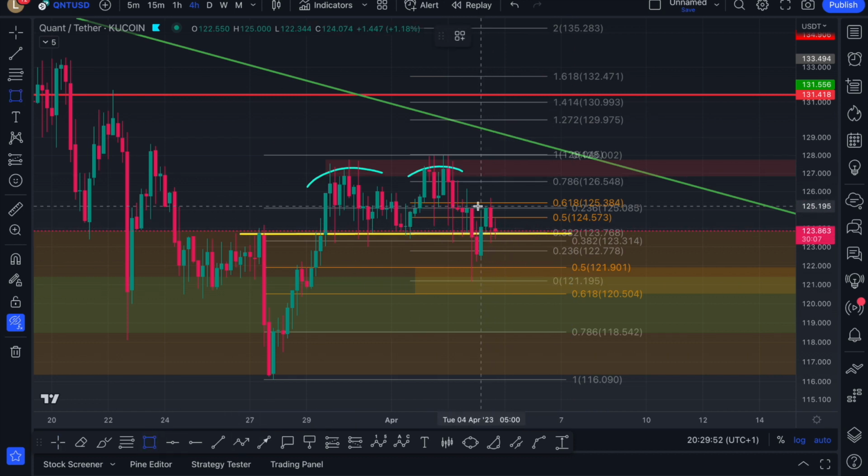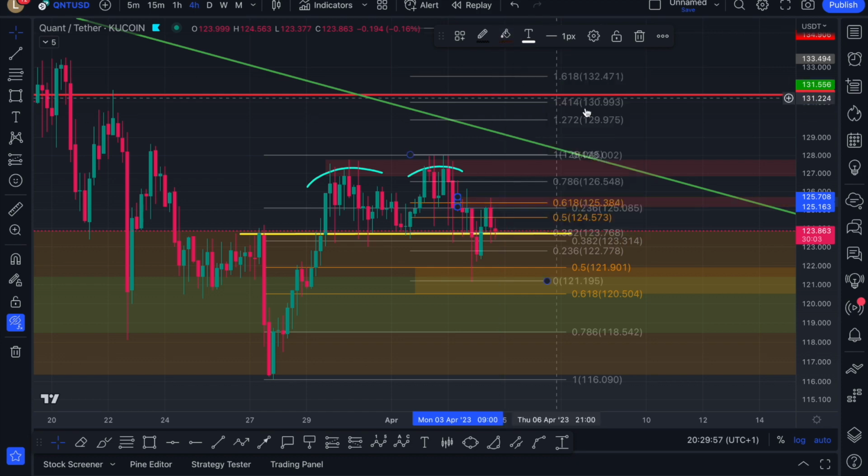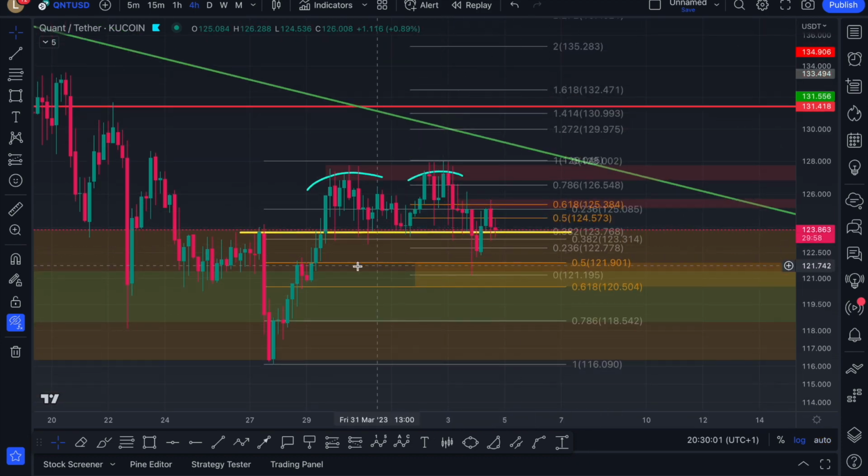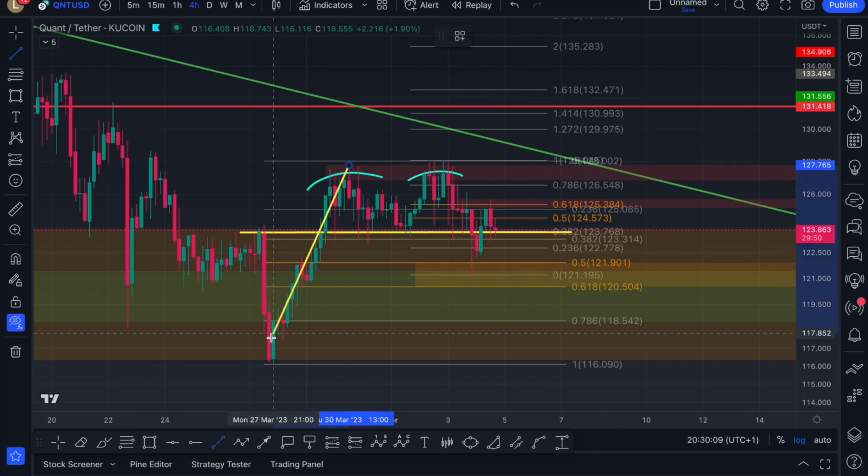Now we need to break through this resistance over here. Just going to draw a little resistance here. So we just need to break through this red box, which is $125, looking for continuation to, after this push, we exhausted to the key area of support, and then looking for that continuation. So probably like a similar wave up now.